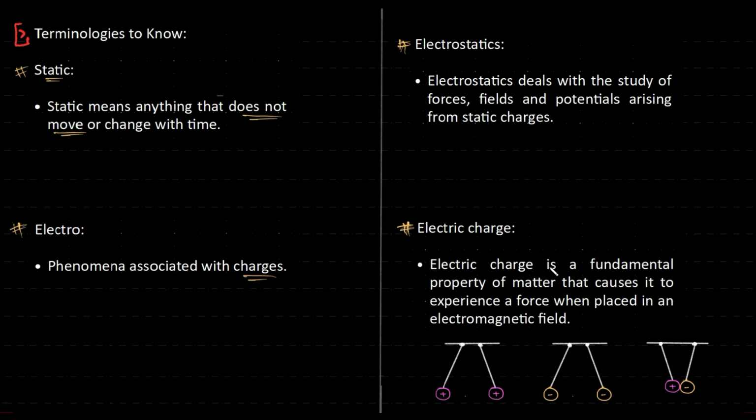Now, charges per se are defined as a fundamental property of matter that causes it to experience a force when placed in an electromagnetic field. So basically they are intrinsic properties. That is a property which a particular matter has, actually everything has. All matter has this property. You can recall that we have positive and negative charges. Like charges repel while unlike charges attract.